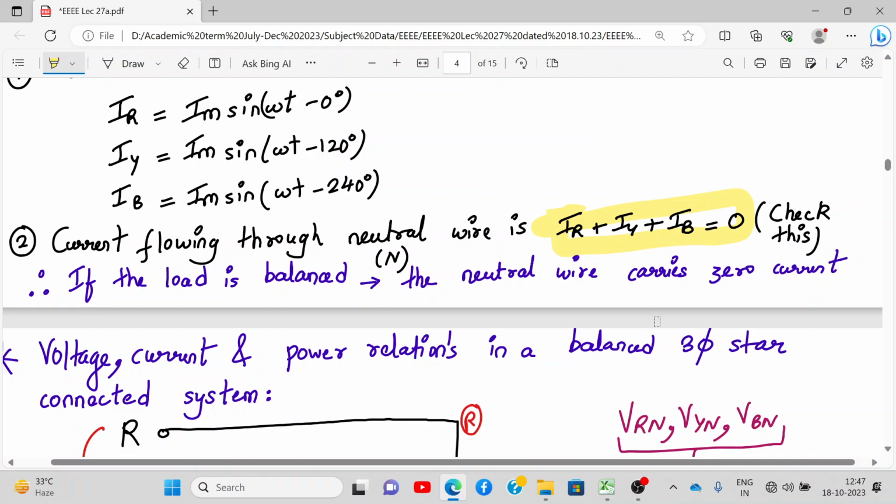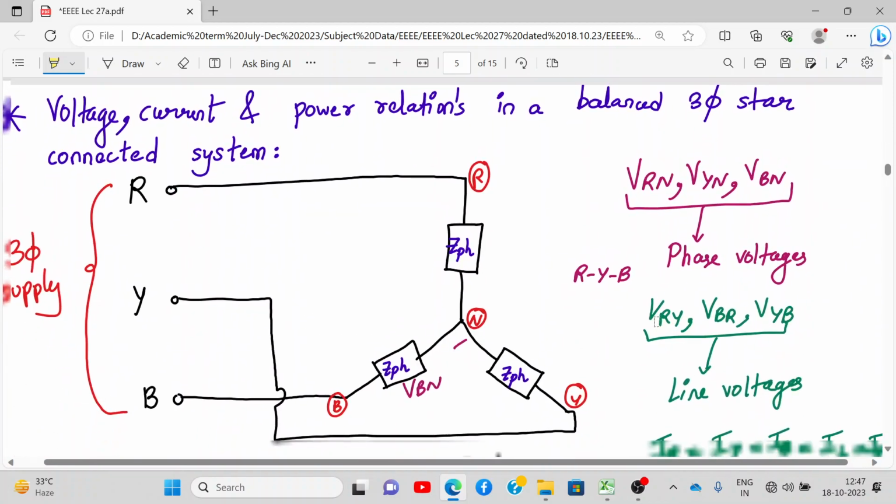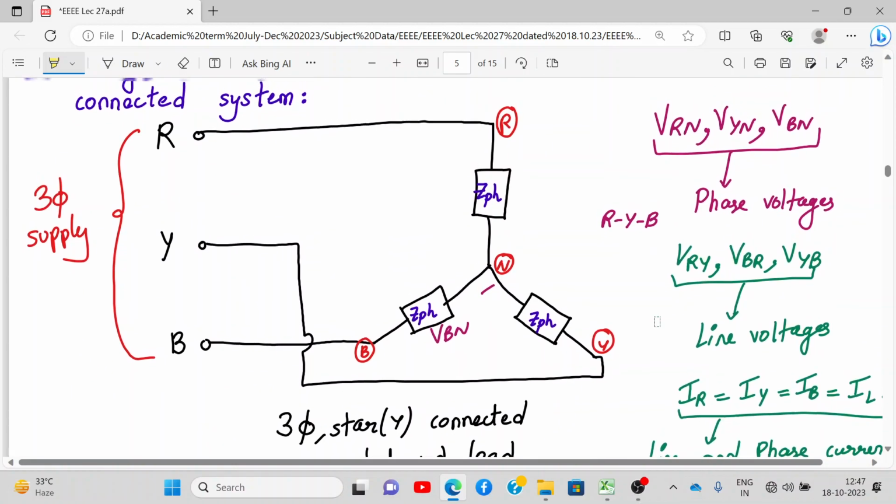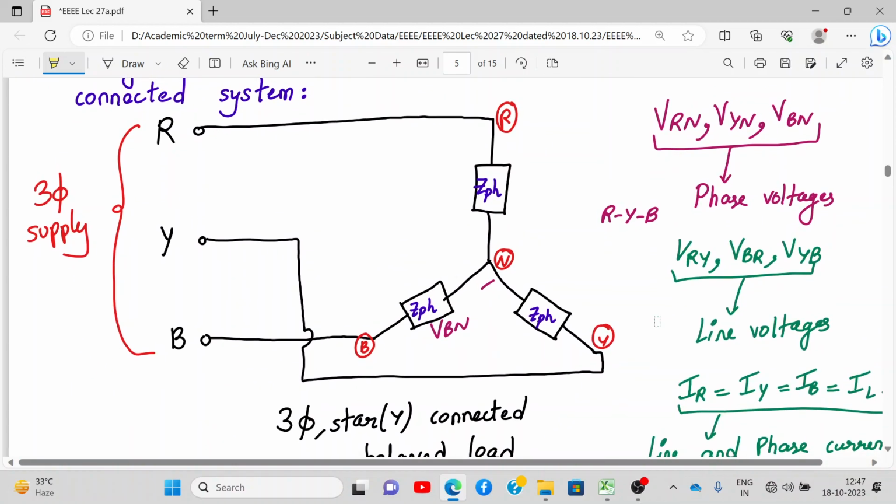Okay. Now let's talk about phase voltage and line voltage. Up till here clear? Okay. So listen carefully. Concentrate over here. I require your concentration for some more time. R, Y, B is my three phase supply. I'm not drawing over here, I'm just writing R, Y, B.